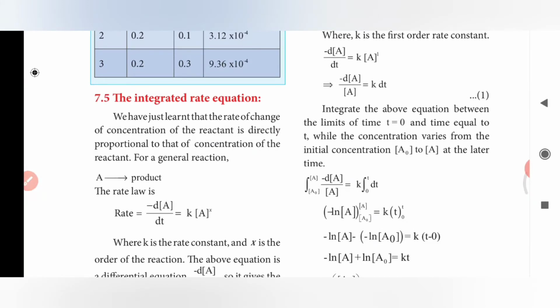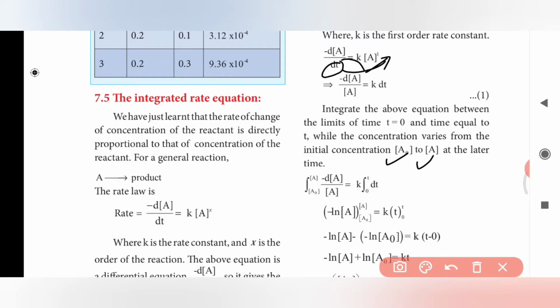If we bring the concentration of A to the left hand side and dt to the right hand side, we get minus dA by A equal to K dt. Integrate this equation between the limits t equal to 0 and time equal to t, while the concentration varies from the initial concentration A0, before the reaction starts, to A, the final concentration.